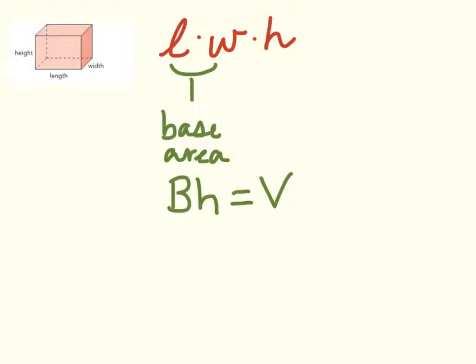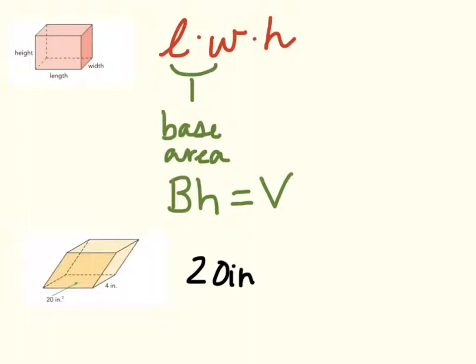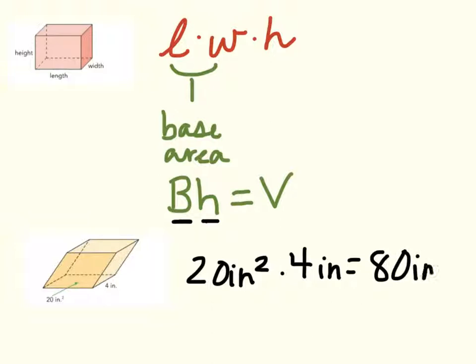Let me show you immediately how this can be useful by solving the volume of a prism with a parallelogram for a base. The prism shown here has bases that are parallelograms. We know the area of a base, it's 20 inches squared. And we know the height of the prism, which is 4 inches. We can use that information to find the volume. 20 inches squared, area of the base, times 4 inches, our height, gives us 80 inches cubed. So the volume of this prism is 80 cubic inches.